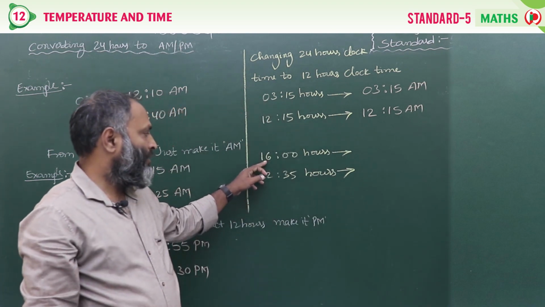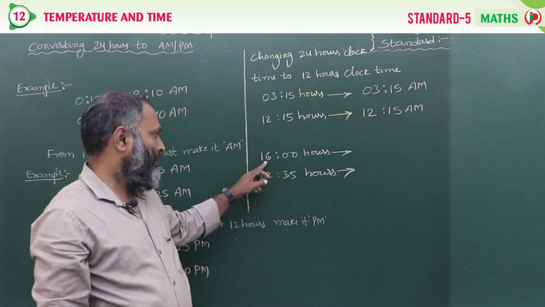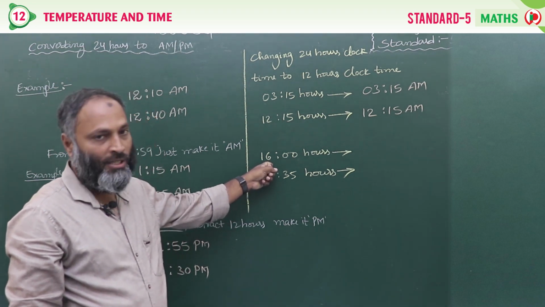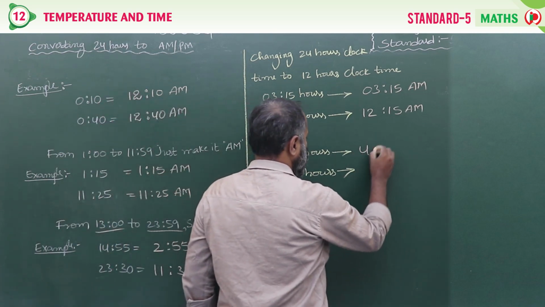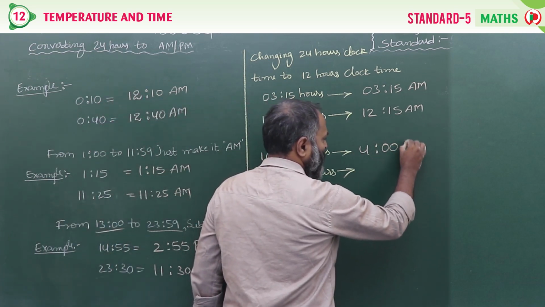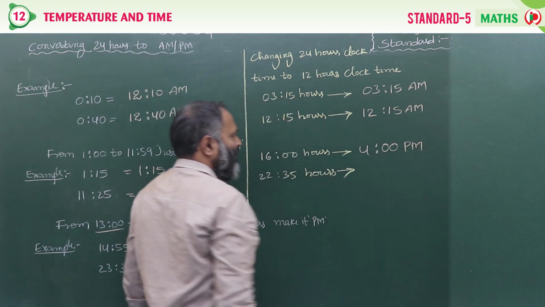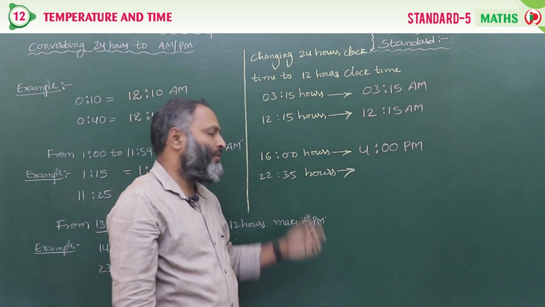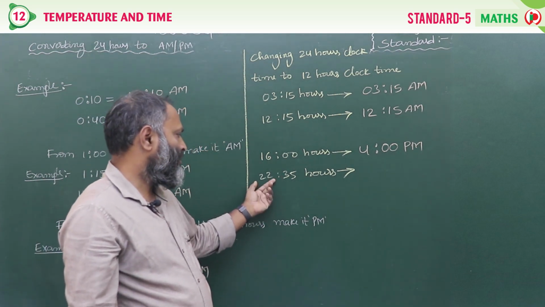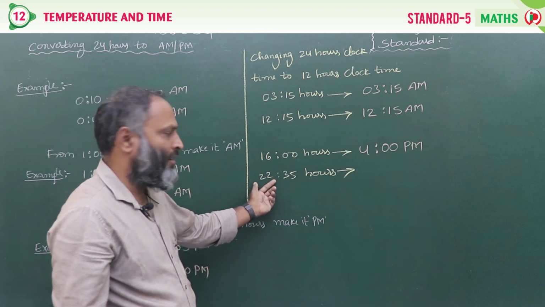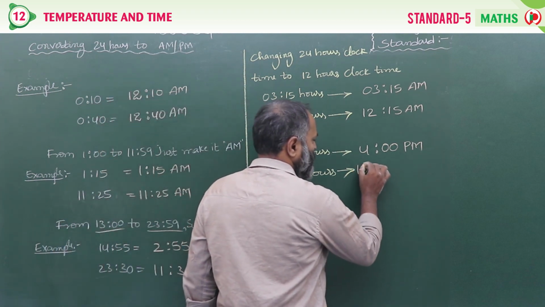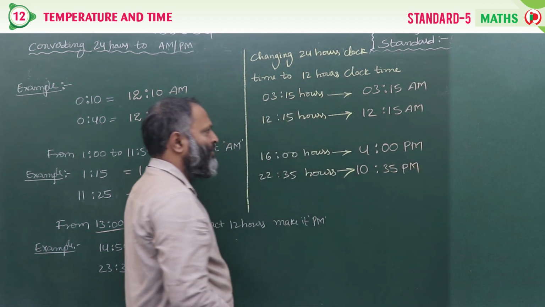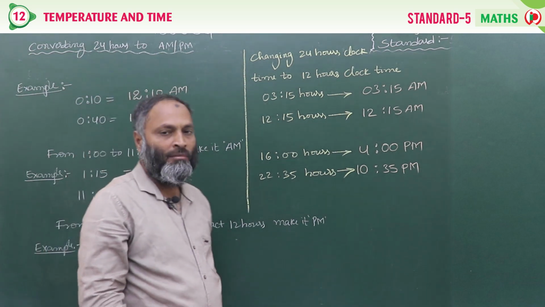Then if it is more than 12, like 16, you subtract 12 from the hours. 16 minus 12 is 4. 4:00 PM. From 13 to 23:59, we should subtract 12. Here 22 means subtract 12. 22 minus 12 is 10. 10:35 PM. So this is the conversion of 24 hours into AM and PM. Okay, students.